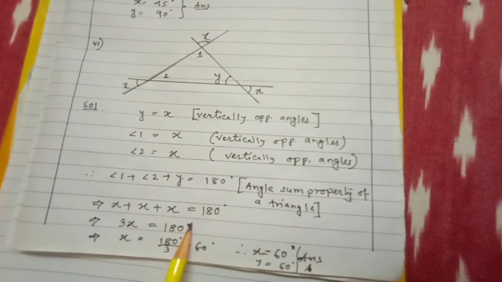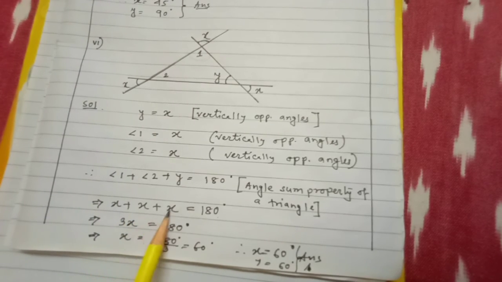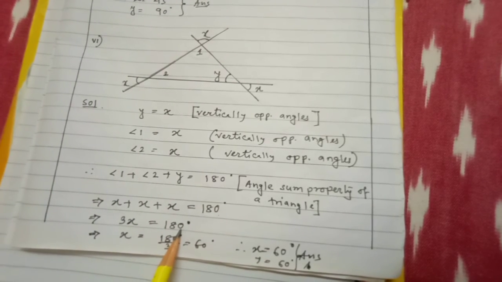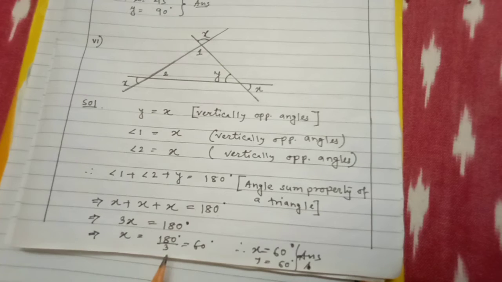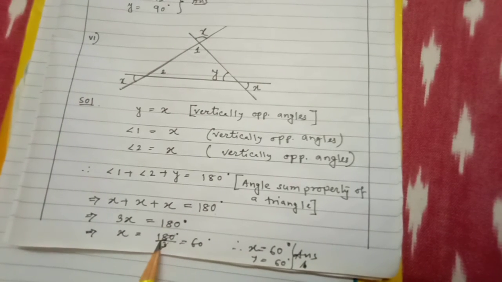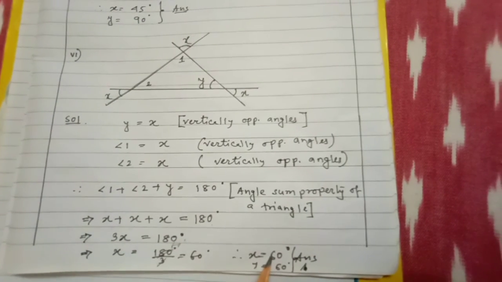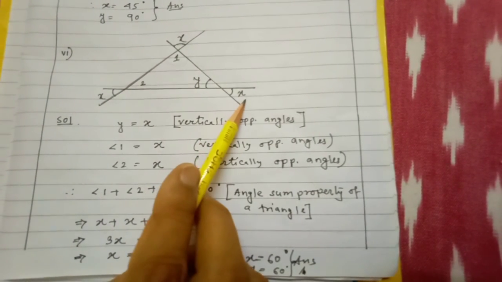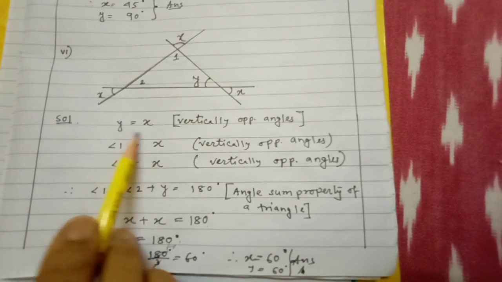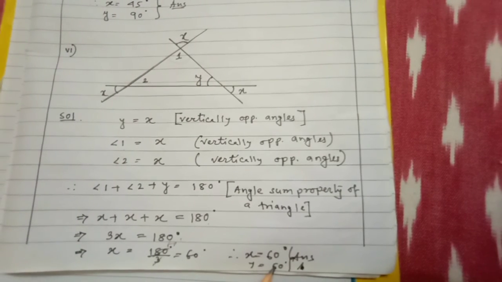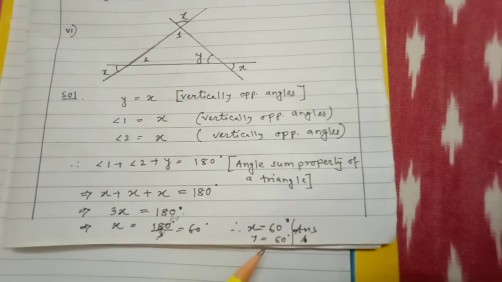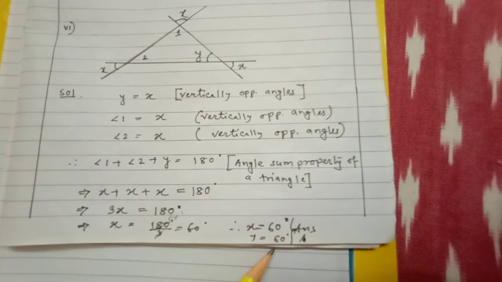Now the sum becomes easy. x plus x plus x, that is 3x is equal to 180 degree. x is equal to 180 by 3. Cancel it, you will get 60 degree. So value of x is equal to 60 degree. If value of x is equal to 60 degree, so value of y is also 60 degree. So value of y is equal to 60 degree.